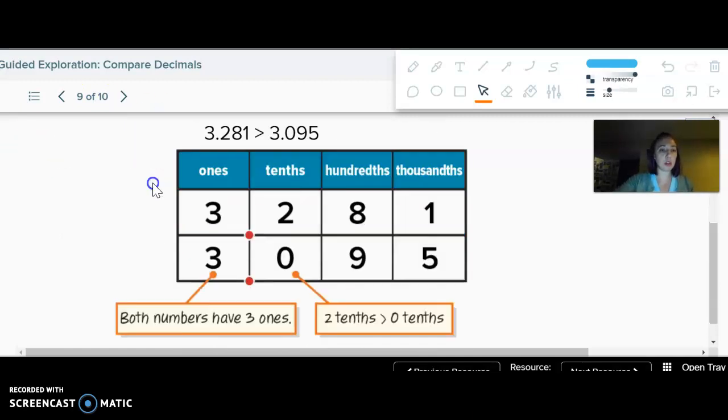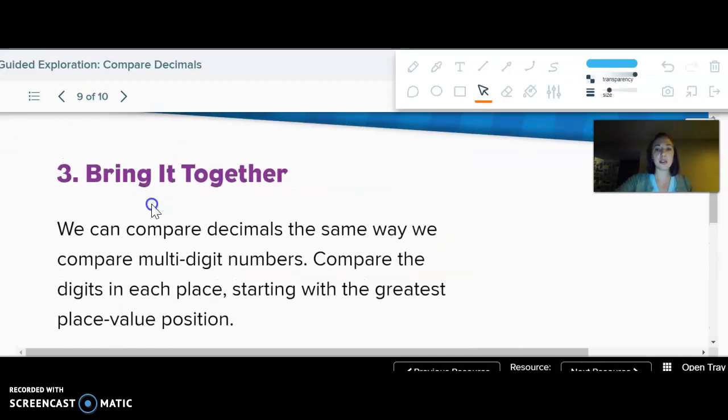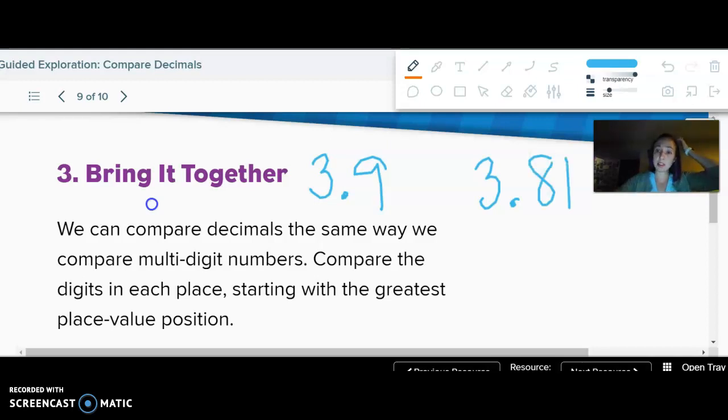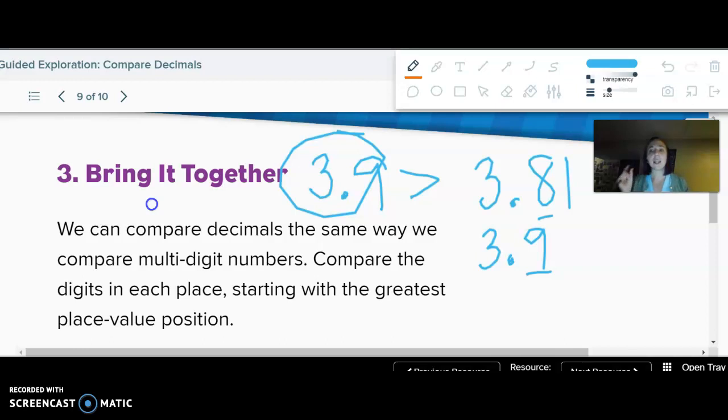One other tip I will show you is if, say, I had something like 3 and 9 tenths versus 3 and 81 hundredths. It's really tempting to say, well, 81 is bigger than 9, so that one must be bigger. But if I line them up, I can see, oh, 3 is the same. Oh, 9 is bigger than 8. So this one is actually bigger, and the 3 and 9 tenths is greater. That can mess with your mind.